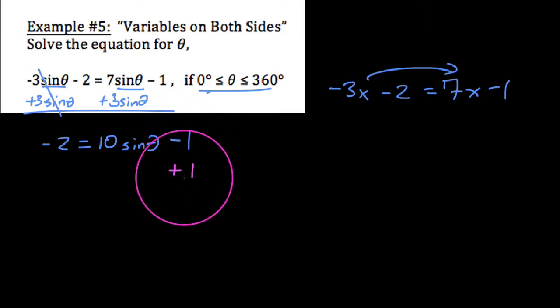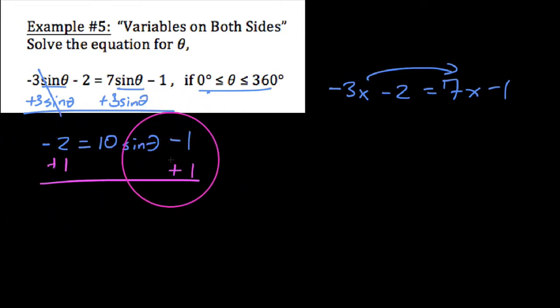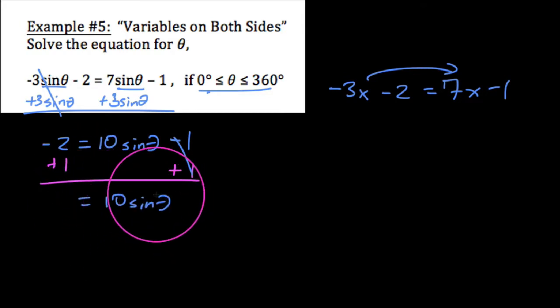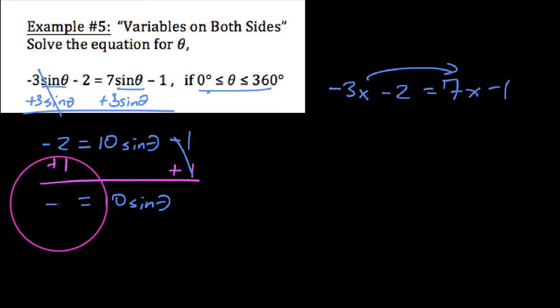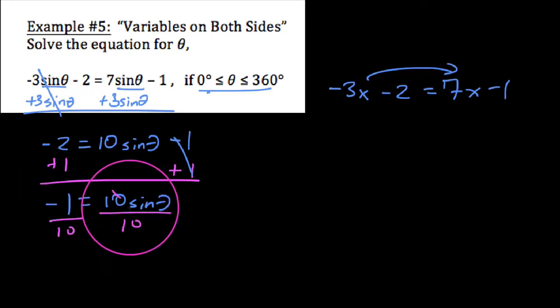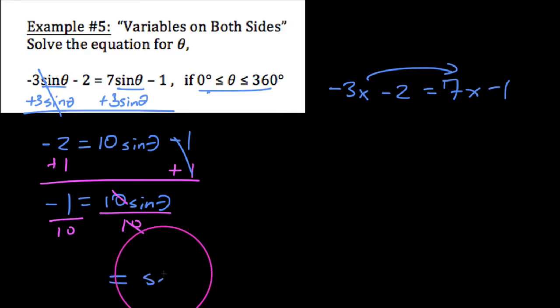Now let's go ahead and isolate our trig function. I'm going to add 1 to both sides, and I get 10 of these sines of theta equal negative 2 plus a positive 1, which is a negative 1. Then we're going to divide both sides by 10. And so we end up with this sentence right here: sine of theta equals negative 1/10.